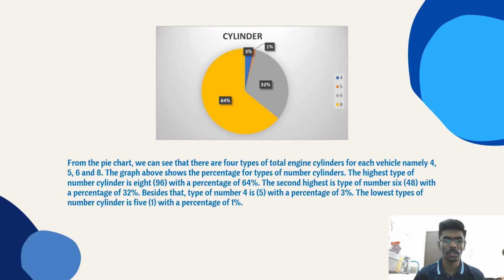The highest type of number of cylinders is 8, 96, with a percentage of 64%. The second highest is type 6, 48, with a percentage of 32%. Besides that, number 4 is 5 with a percentage of 3%. The lowest type of number of cylinders is 5, 1, with a percentage of 1%.